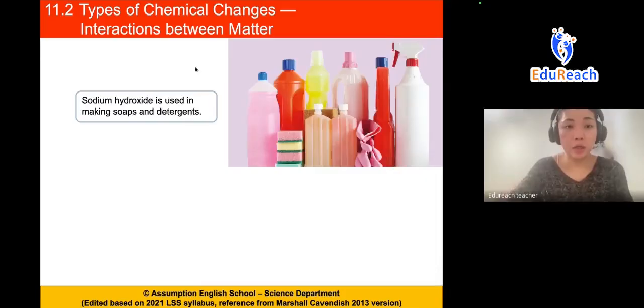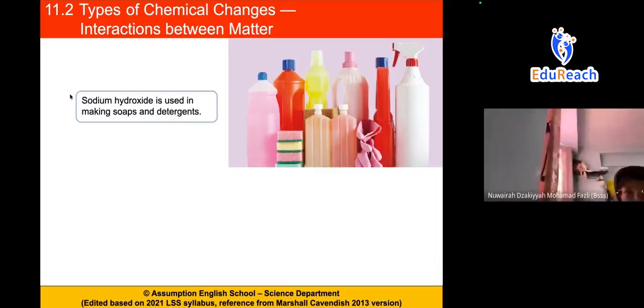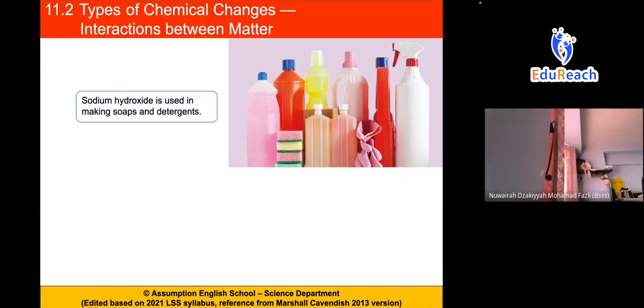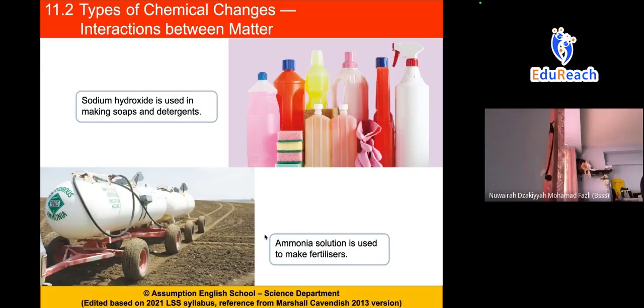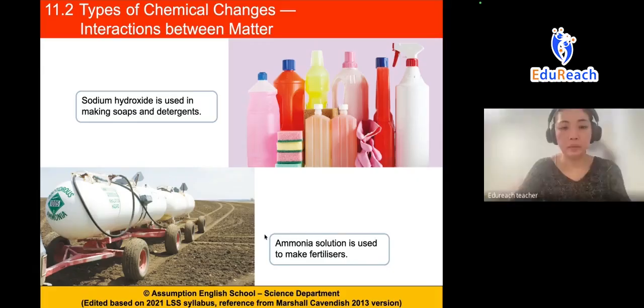Okay, so Zakia, can you read this? Sodium hydroxide is used in making soaps and detergents. Carry on. Ammonia solution is used to make fertilizers. Okay. So all of these are examples of alkalis being used in everyday situations.